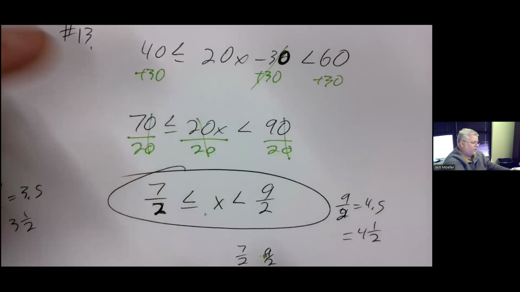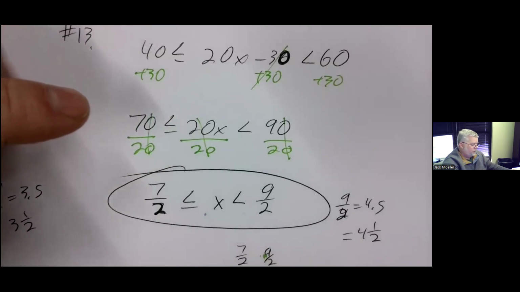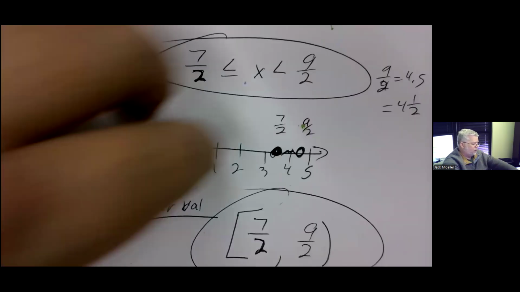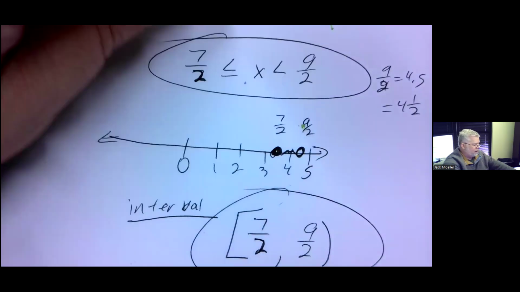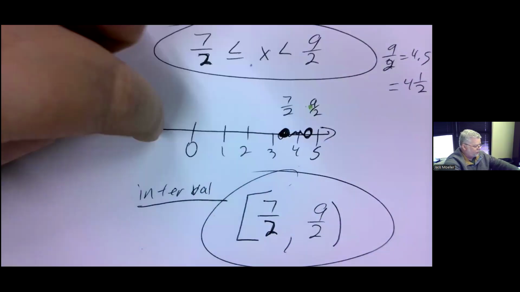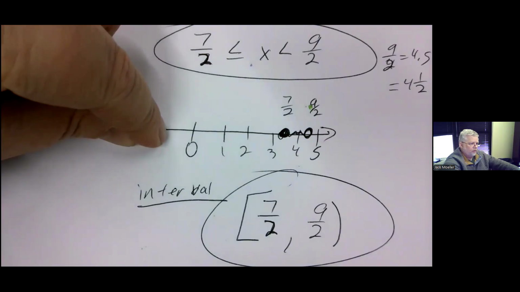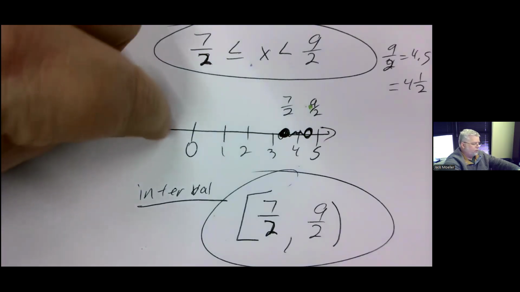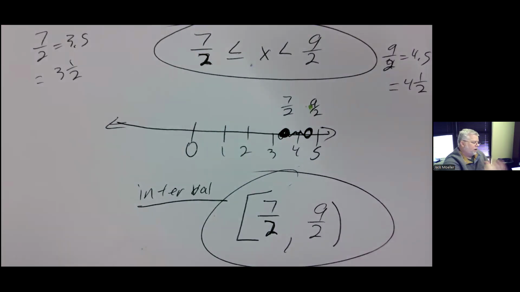If you divide by a negative, you are supposed to flip the inequalities. Basically, if it had been a negative 20, that would have flipped us over and made those numbers negative when divided by the negative, but it still would have been in between negative 9/2 and negative 7/2.